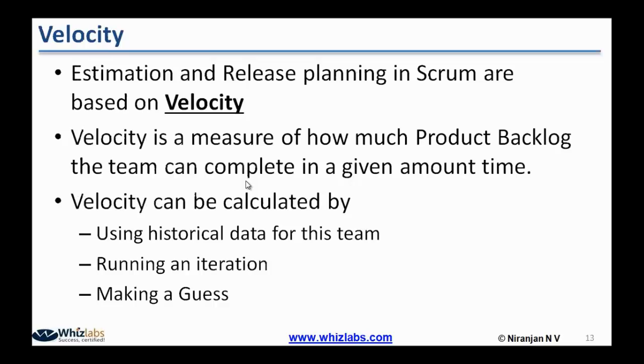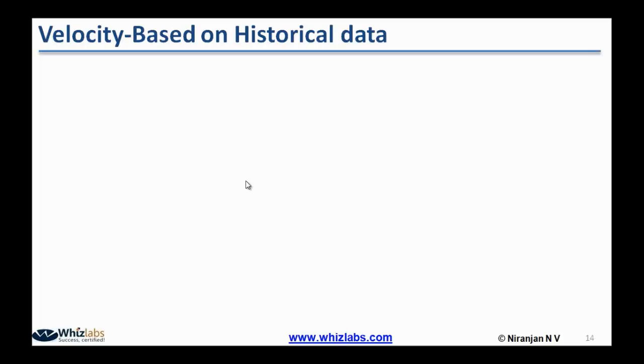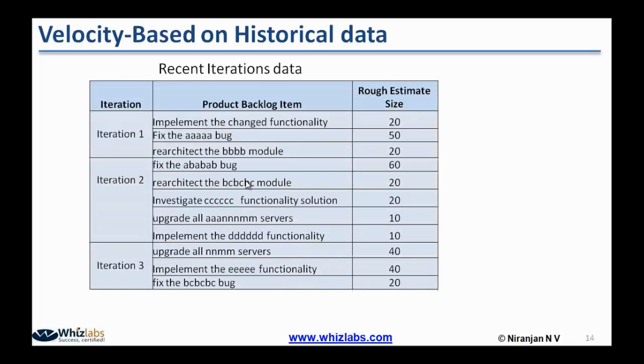There is also one more unit called velocity. Velocity tells you how much amount of work a team can finish in a given amount of time. The given amount of time is a sprint or iteration. So how much each team can finish in every sprint, in terms of story points. How many story points the team can finish in every sprint will decide the velocity of the team. So how do we calculate the velocity? One of the ways of calculating velocity is by past data.